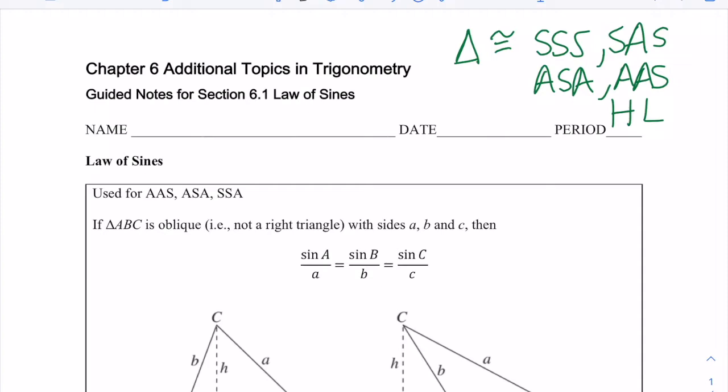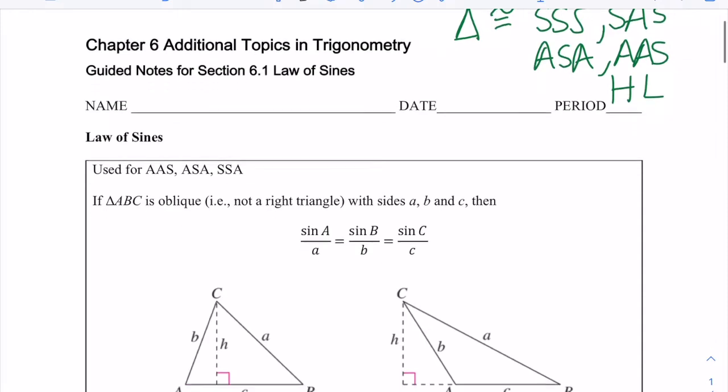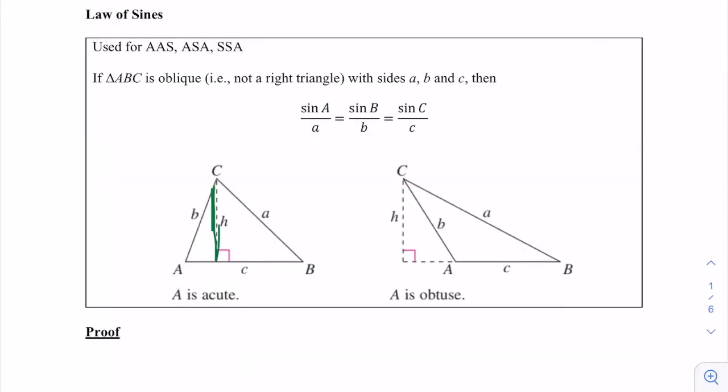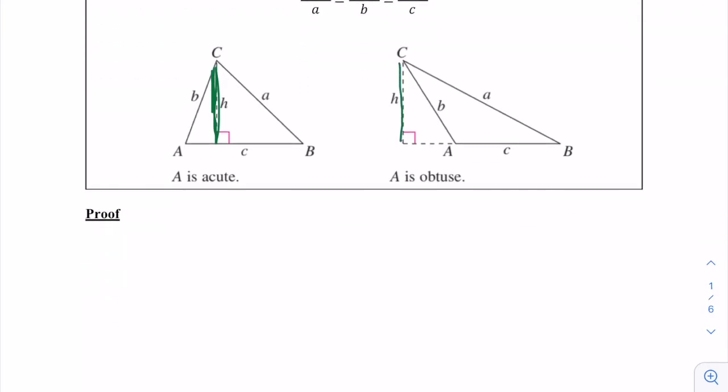So any oblique triangle, not a right triangle. With traditional trigonometry, we could find those values if it's a right triangle. Now we're actually going to expand that to cover all triangles. So the law of sines is actually a proportion, and it comes from using this altitude, the height. What I'm going to do is consider each of these angles.